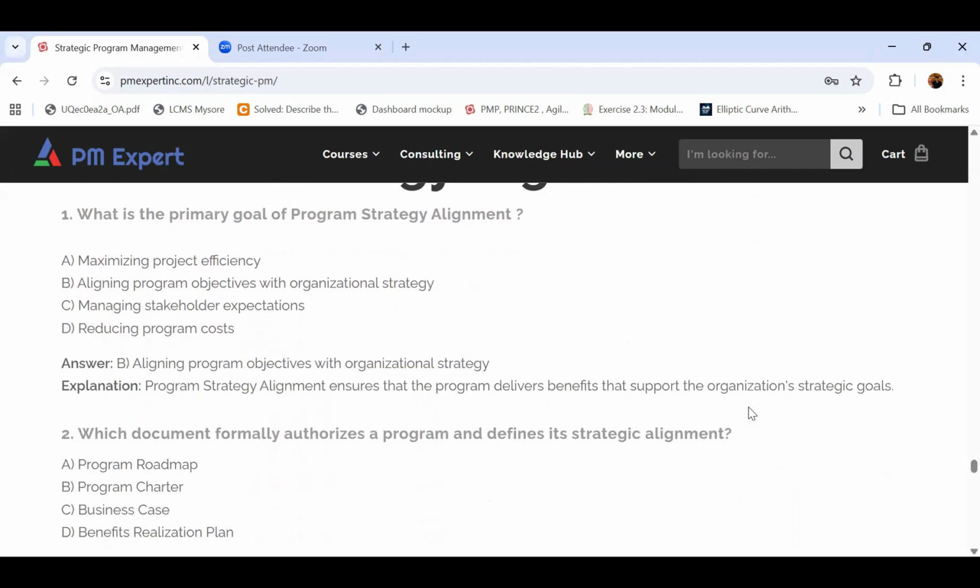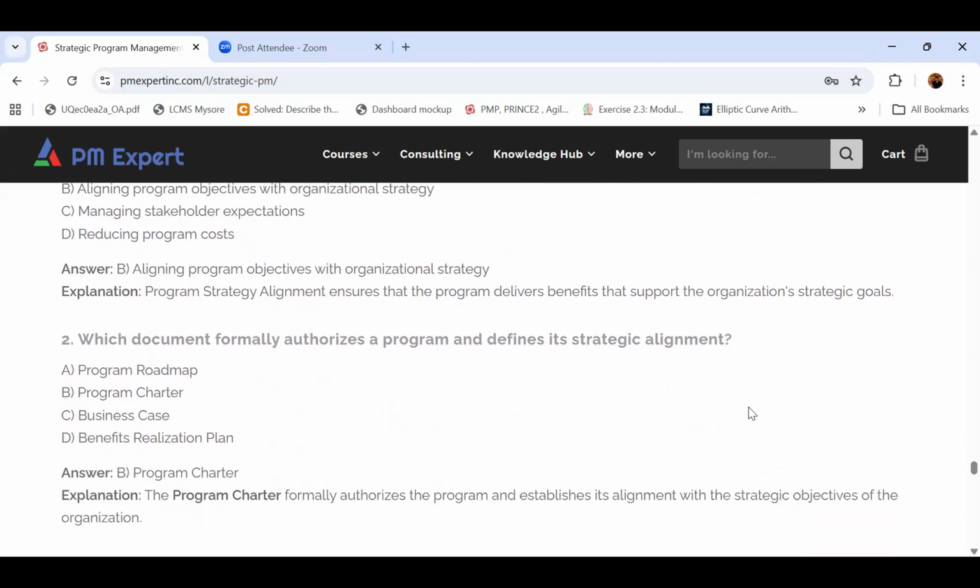Which document formally authorizes a program and defines its strategic alignment? Business case? No. Formally authorize a program. Charter, right? Charter, yes. It's a B. Bravo, right? Yes.